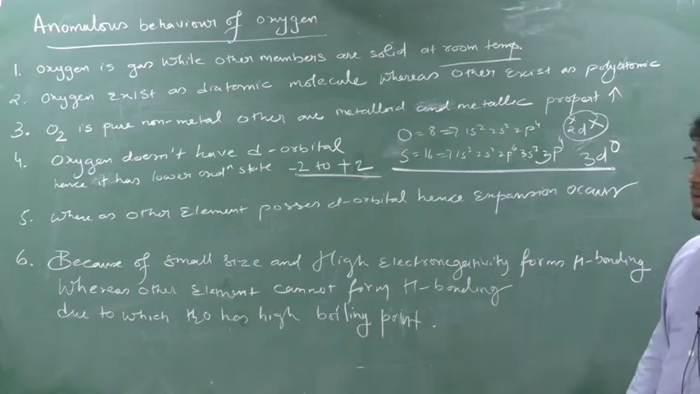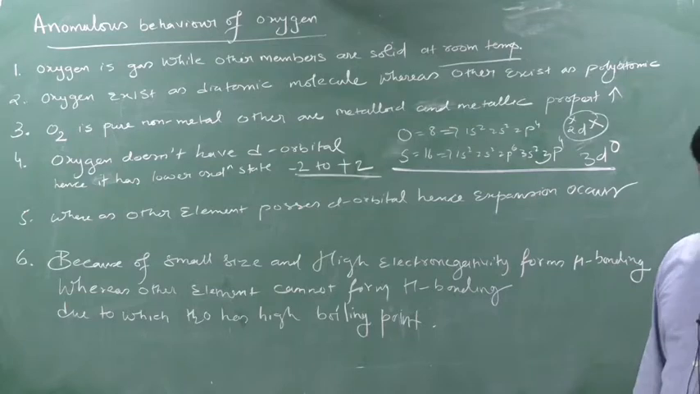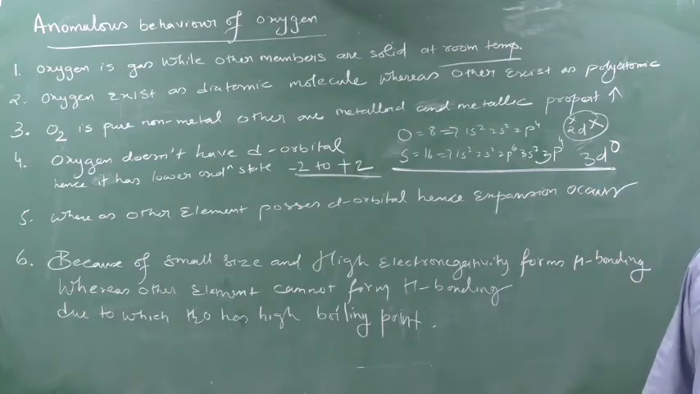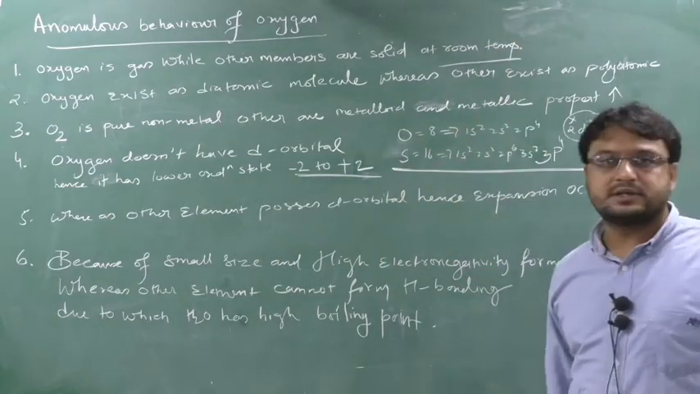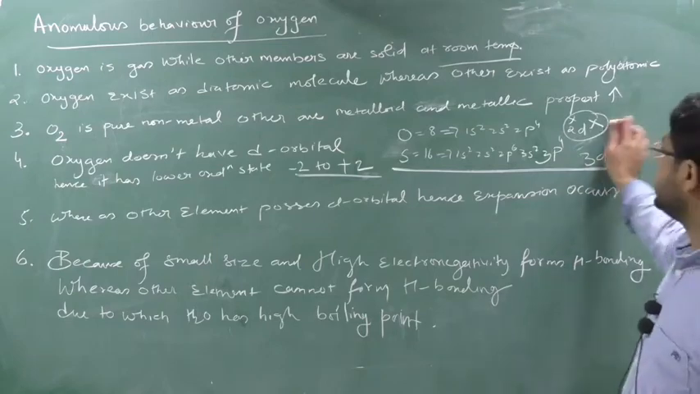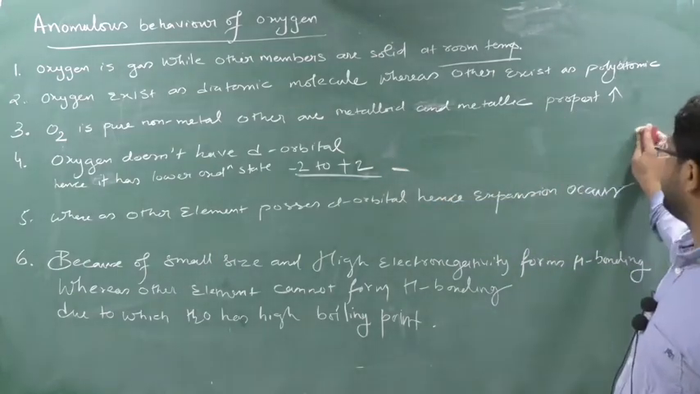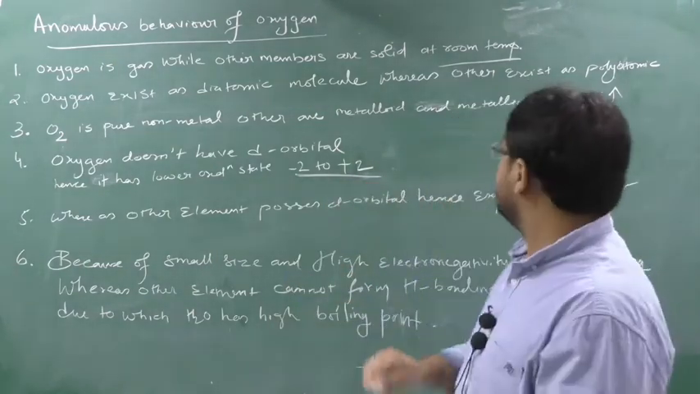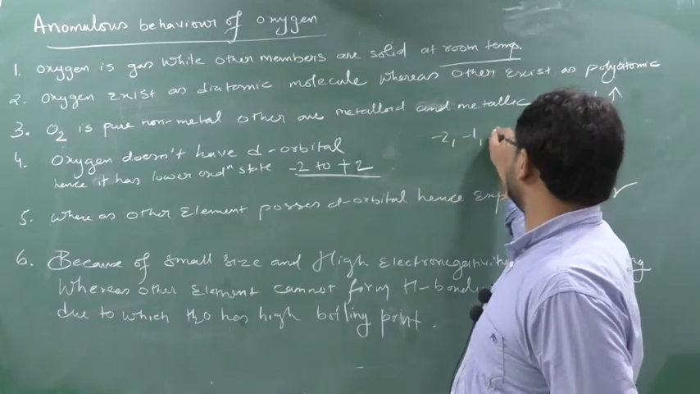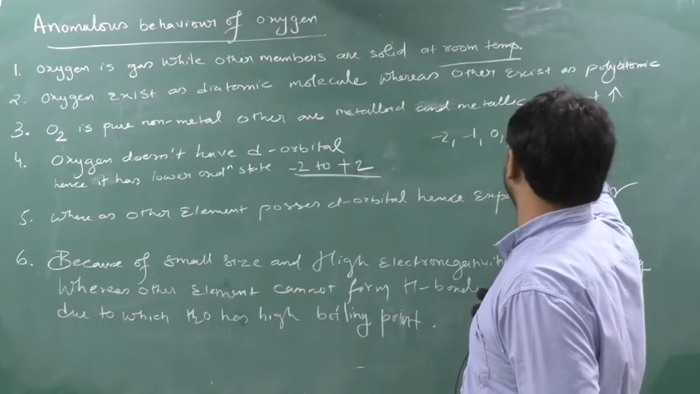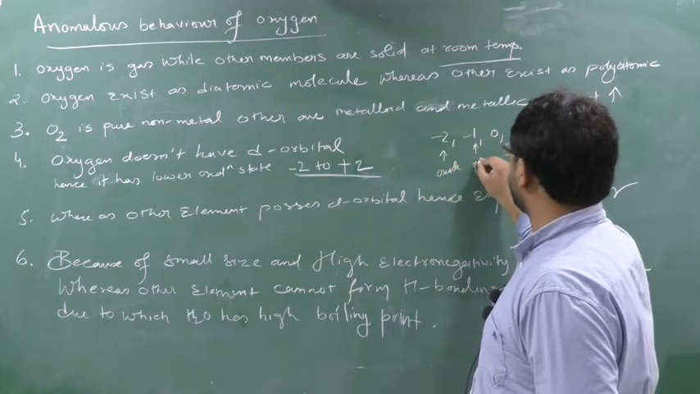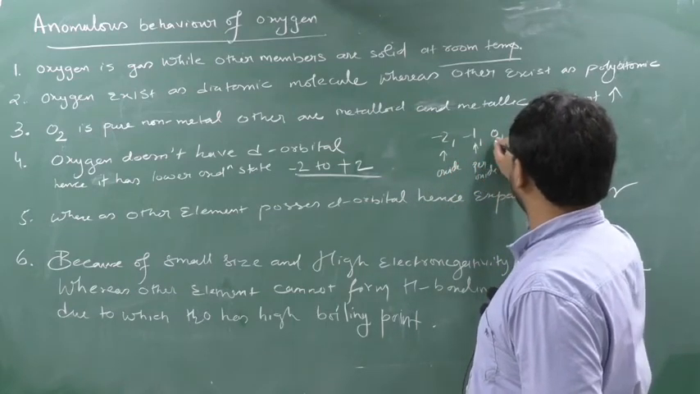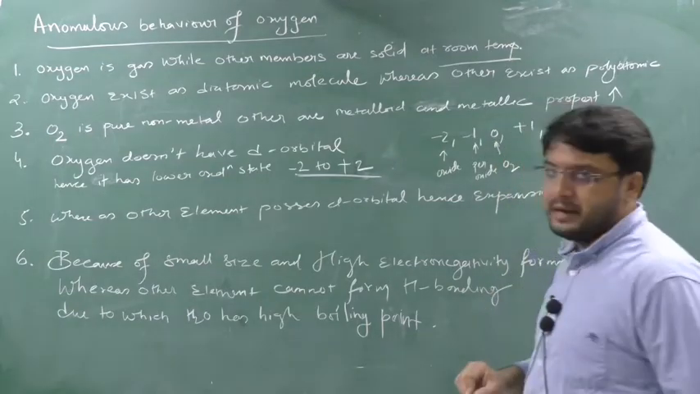Whereas other elements like sulfur, selenium, tellurium, polonium have a d orbital. When they have an empty d orbital, it means expansion is possible. When expansion is possible, we can go up to the oxidation number +6. Yes or no? +6 we can go. So now see here, what are the different oxidation numbers of oxygen? We will see. Either -2, -1, 0, +1, +2. -2 is in oxide, -1 is in peroxide. Yes or no? 0 is in O2, the elemental state.